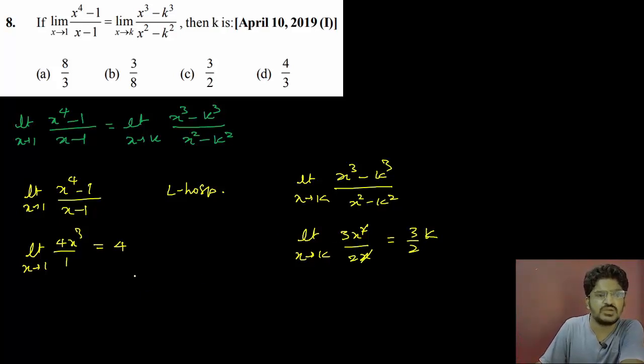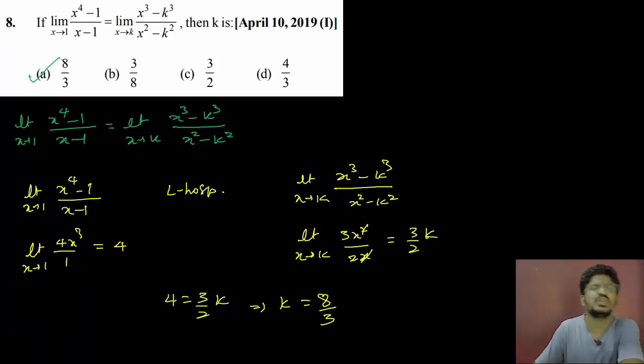Now LHL is this term: limit extending to 1 of 4x cube is equal to limit extending to k of 3x square divided by 2. Therefore 4 will be equal to 3 by 2 into k, and you can just see this implies k will be equal to 8 by 3. So 8 by 3 is the right answer.